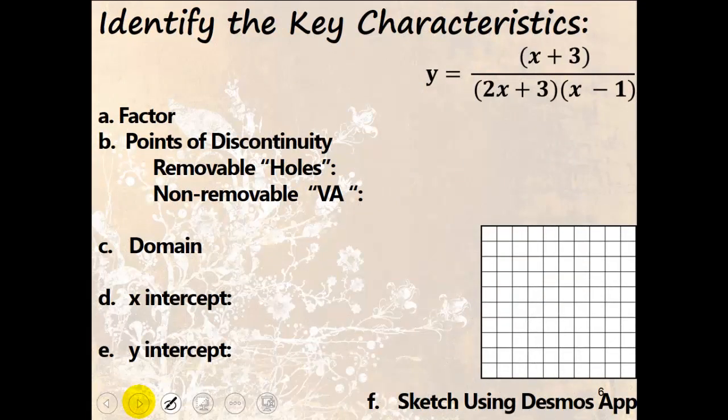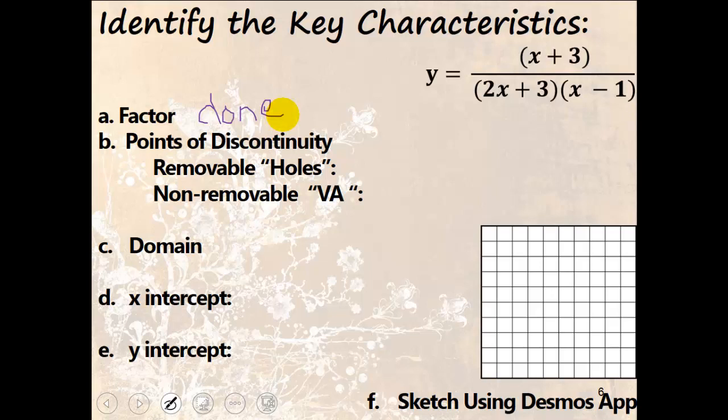All right, so let's go through one of these. The first thing when you approach these problems is that you want to factor. This one was done for us. How nice. This is done. Now, once you're factored, you want to look at points of discontinuity. So holes are going to be caused when you have a matching factor in the numerator and the denominator.